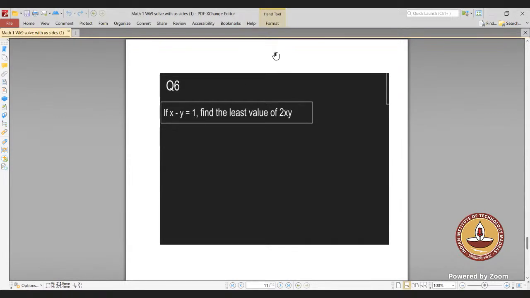Y is equal to x minus 1. So we'll just substitute the value of y here and we'll get a function, and we have to find the least value of that function. So after knowing this approach, you can solve it easily.